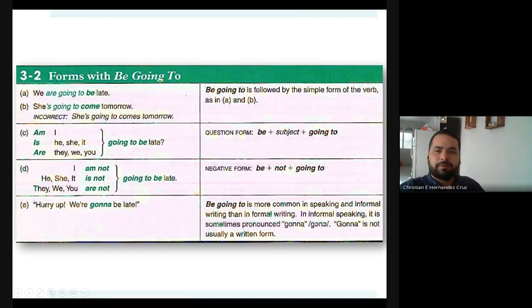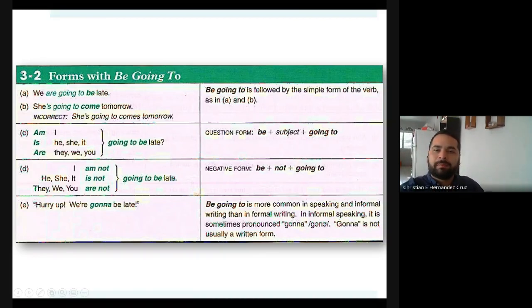Let's continue with the question form, which is the be verb, the subject of the sentence, and going to. So am I, is he, is she, is it, or are they, are we, are you going to be late? You can express this with the noun or the pronoun, exactly, the noun or the pronoun in between the be verb and going to. So in the question, we've taken the pronoun, which usually starts the sentence, and the be verb, and we've changed up their order. Usually when you do that, you can just add a question mark at the end and call it a day.